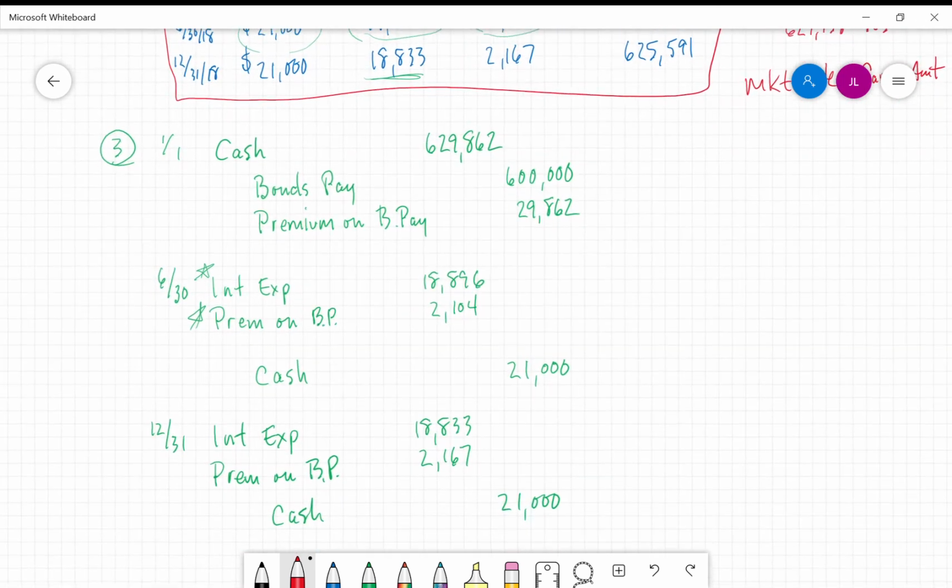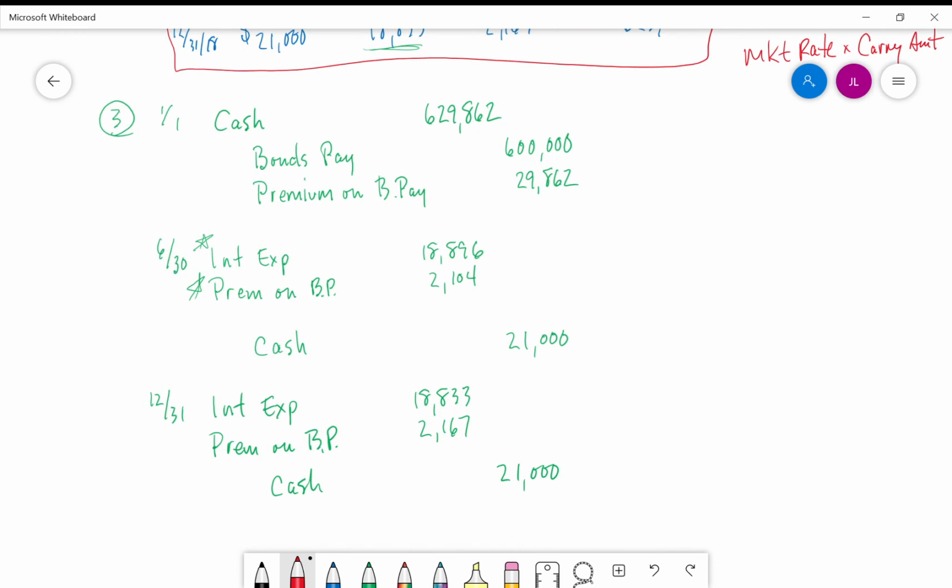In the third part, we're journalizing the issuance of the bond here. This is the issuance of the bond. This is the first interest payment. This is the second interest payment. Now, if these were discounts, the interest expense would be higher than the cash paid, and the discount would end up being a credit here instead of a debit.